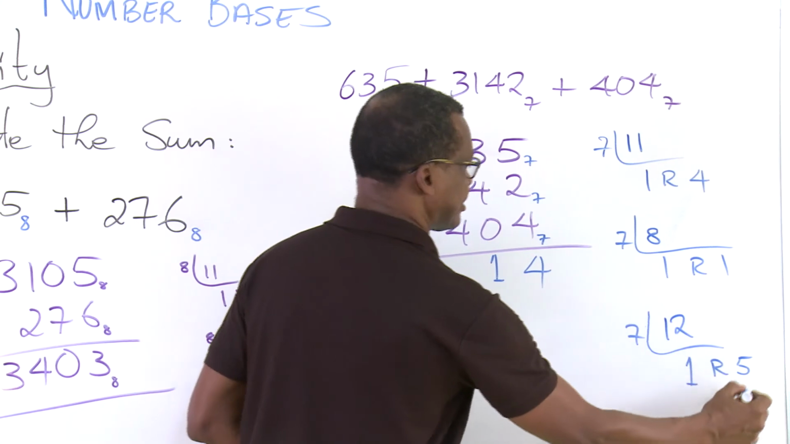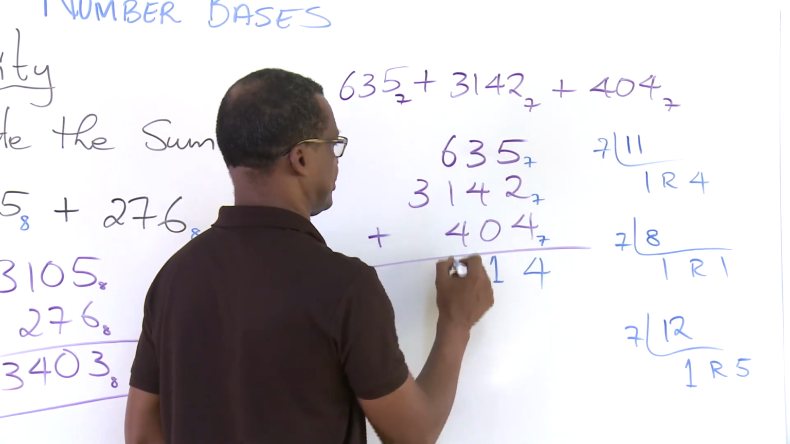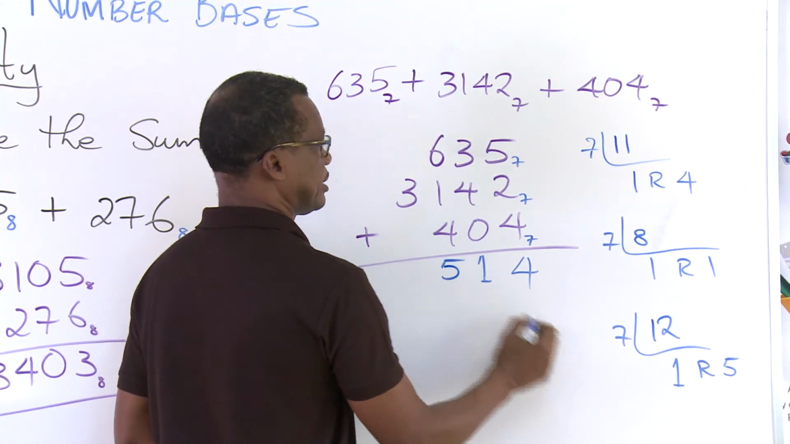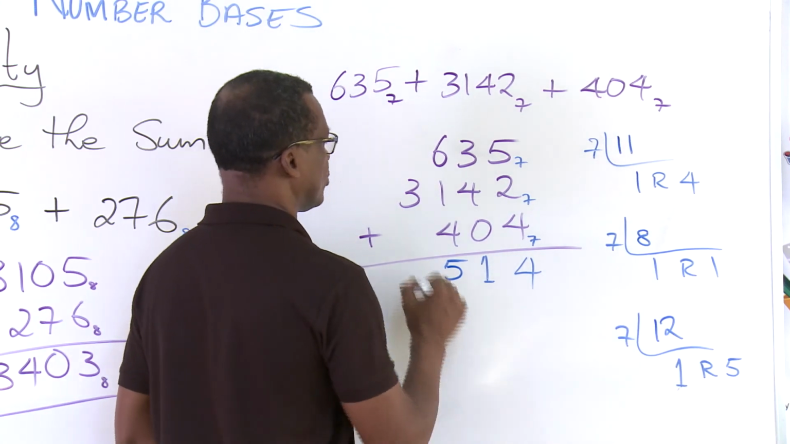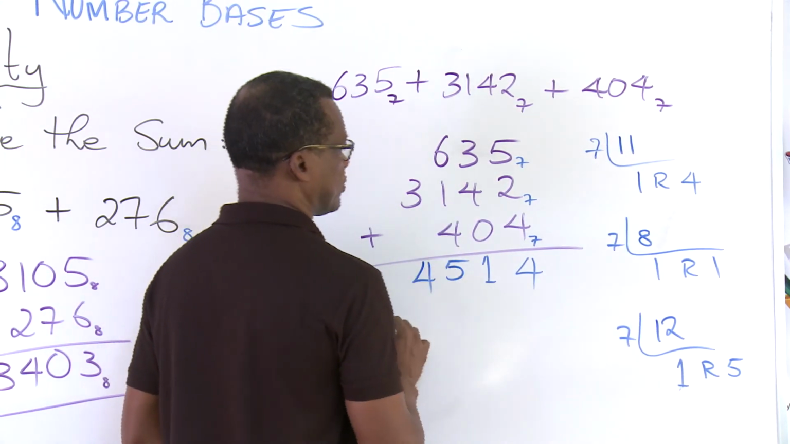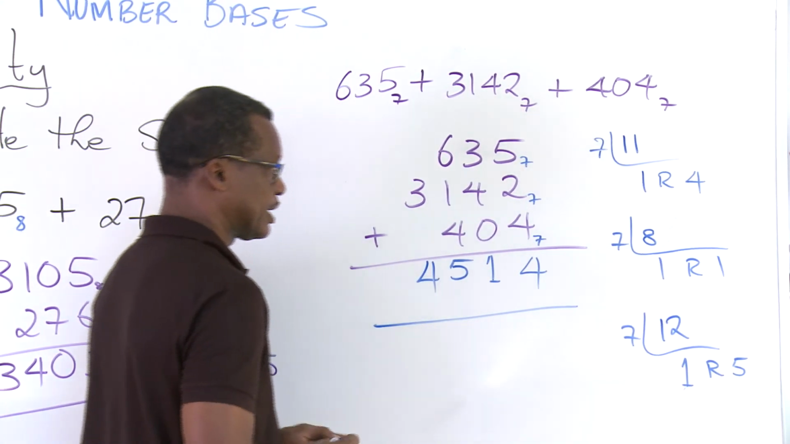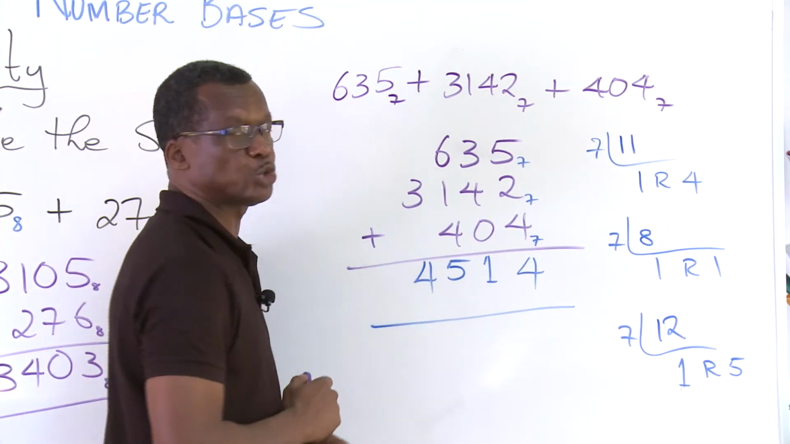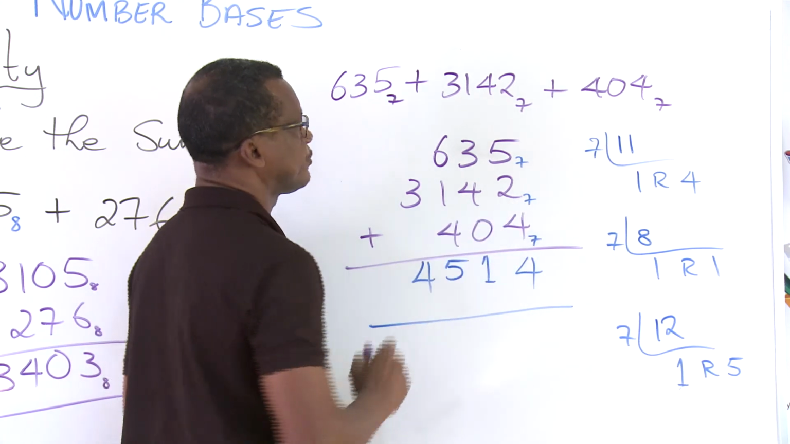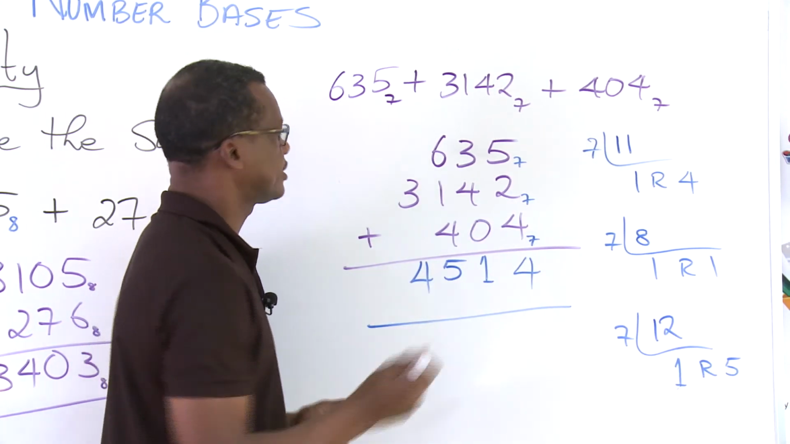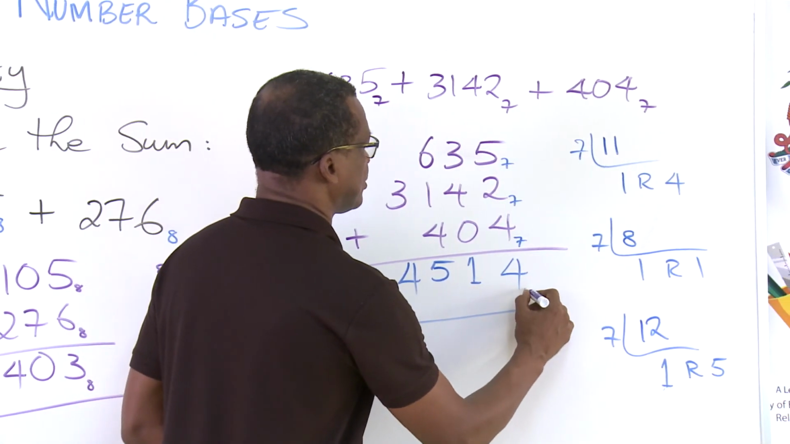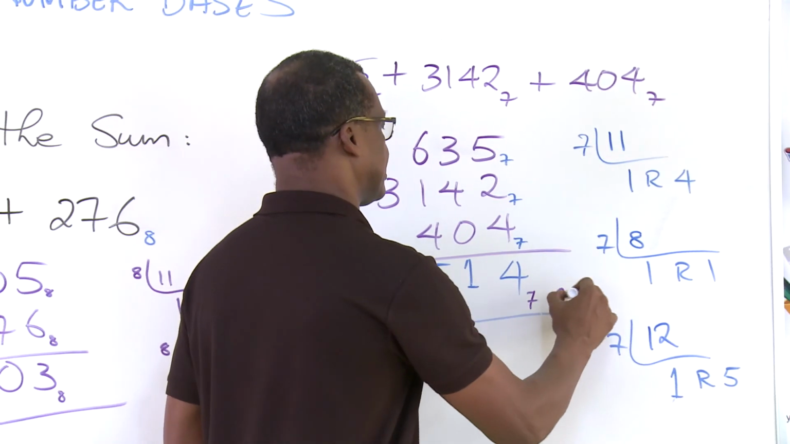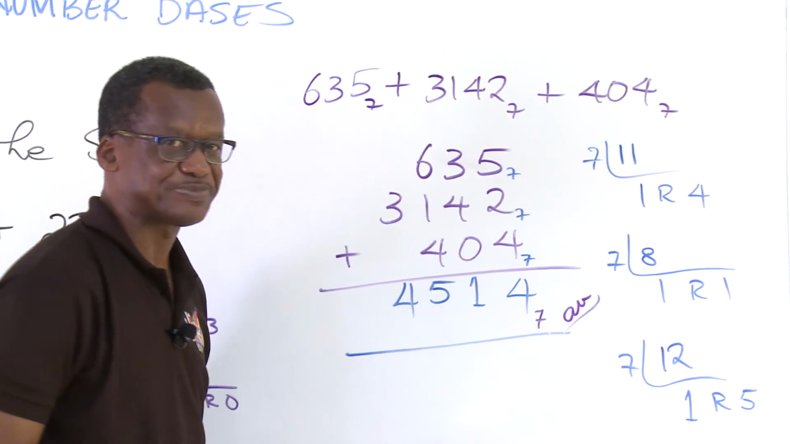The remainder is carried into the column where the addition took place. So 5 comes here. And the 1 is carried to the next column. 1 plus 3, 4. So now we have 635 base 7 plus 3142 base 7 plus 404 base 7 gives 4514 base 7. Answer.